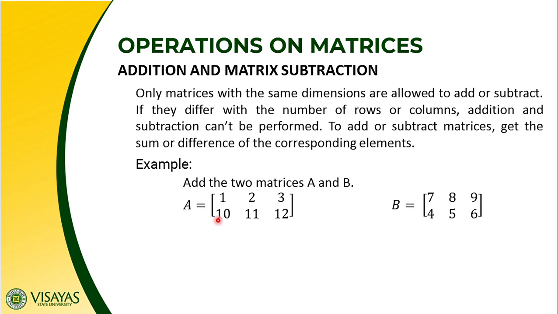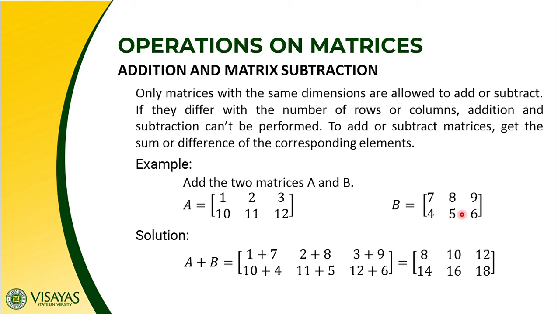And the corresponding elements here are 1 and 7 because 1 is in the first row, first column of matrix A, and 7 is also in the first row, first column of matrix B. So similar with the others, we have 2, 8, 3 and 9, 10 and 4, 11 and 5, and 12 and 6.